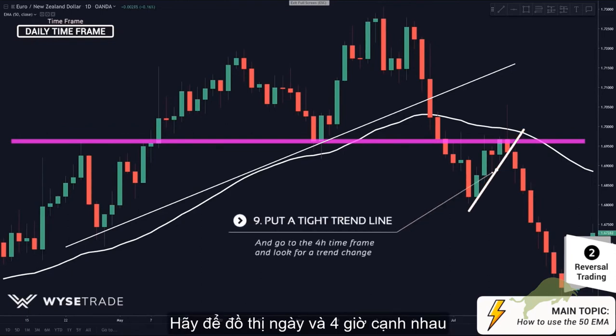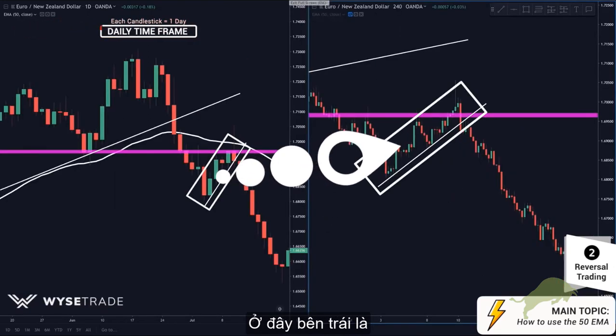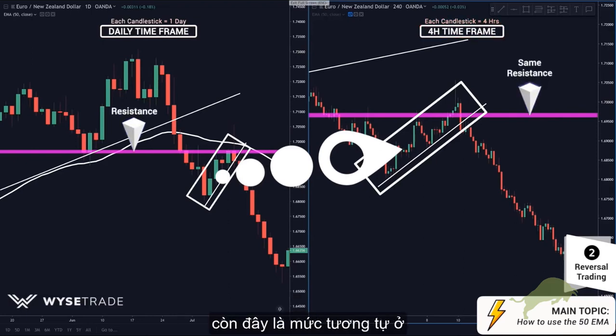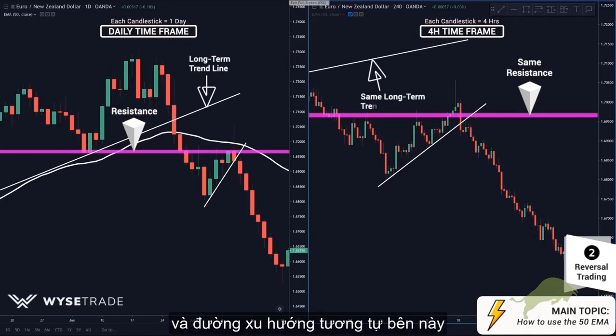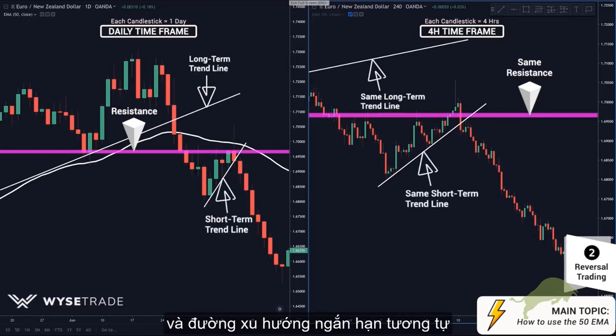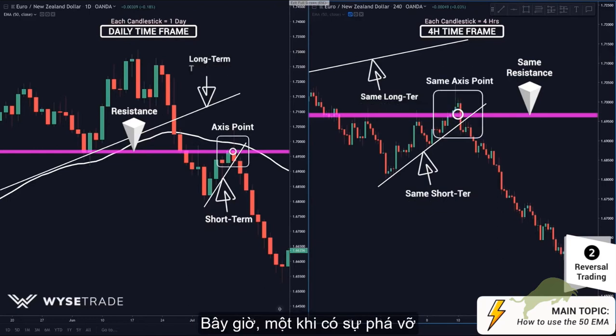So let's put the daily and 4-hour time frames side by side. Here on the left is your daily time frame, and here on the right is your 4-hour time frame. Here is the resistance level on the daily time frame, and here is the same resistance level on the 4-hour time frame. Here's the daily long-term trend line. Here's the same long-term trend line. Here's the daily short-term trend line. Here's the same short-term trend line. And here's your access point. Here's the same access point.